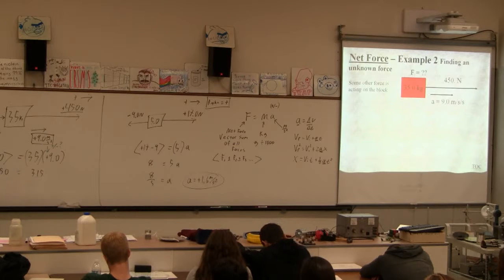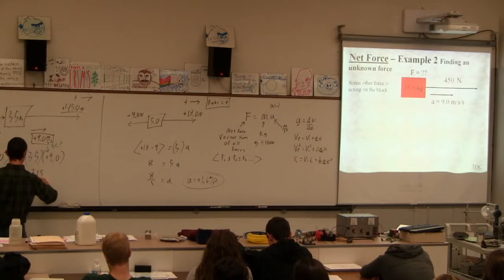Okay, so F plus 450 equals 315. It's going to be negative, isn't it? So what's our next step? Yeah, I'm going to subtract the 450 from both sides.